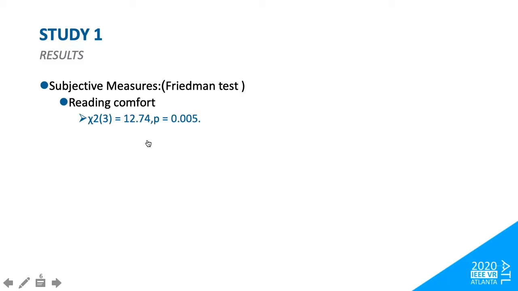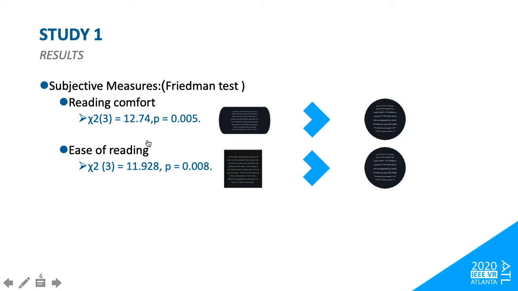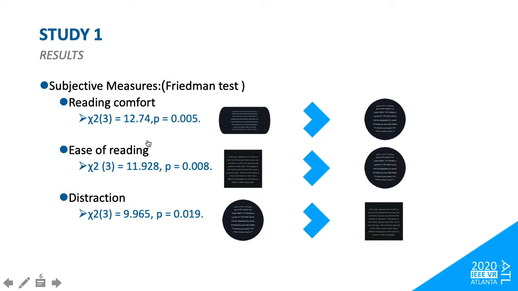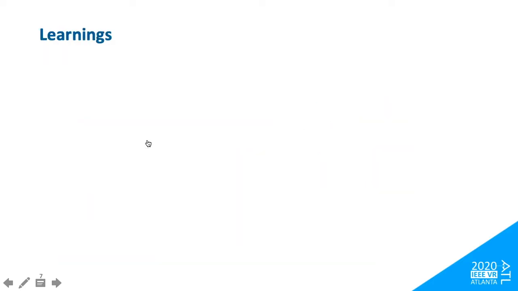To be more specific, as for reading comfort, as you can see here, the horizontal cylinder showed better results than the sphere. As for ease of reading, the plane had better performance than the sphere. As for distraction, the sphere is much more distracting than the baseline, which is a plane. As for the objective measures, they didn't yield a statistically significant difference between the surfaces. For further detail, I refer you to our paper.